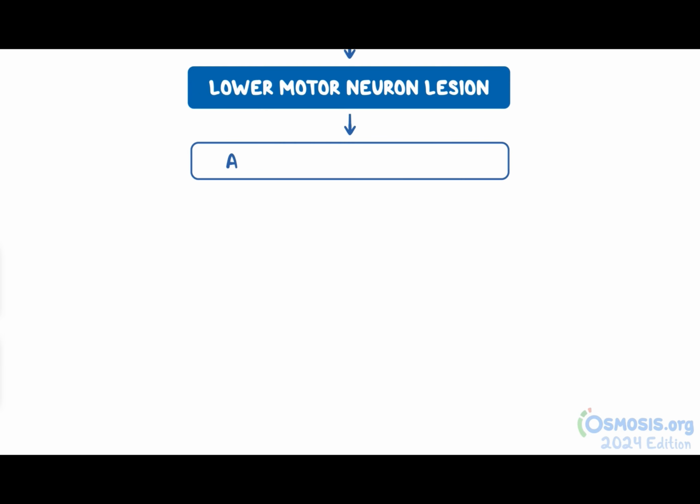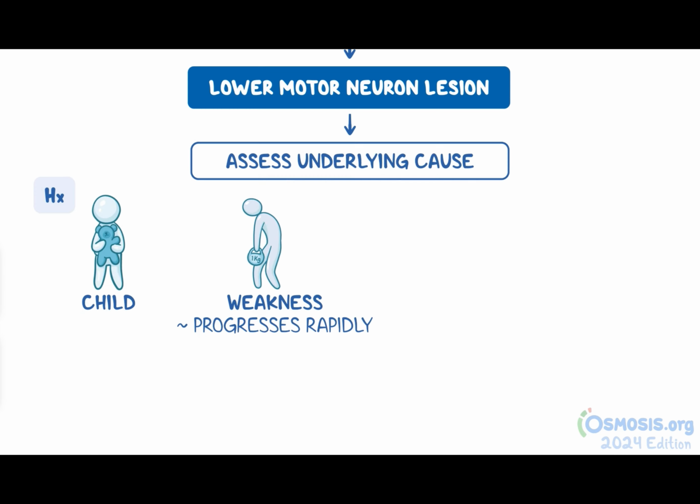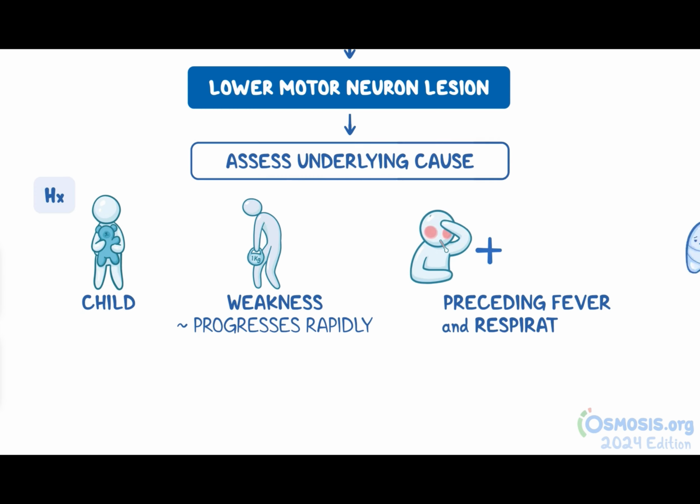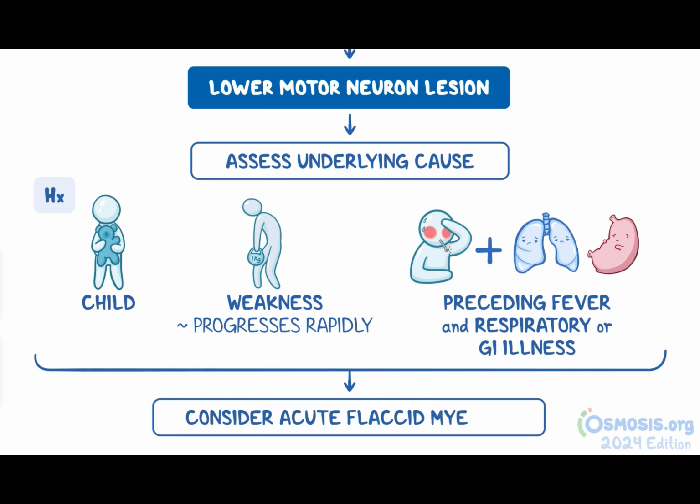The next step is to assess the underlying cause. Now, if history reveals a child with weakness that progresses rapidly over hours to days with a preceding fever and respiratory or gastrointestinal illness, consider acute flaccid myelitis.